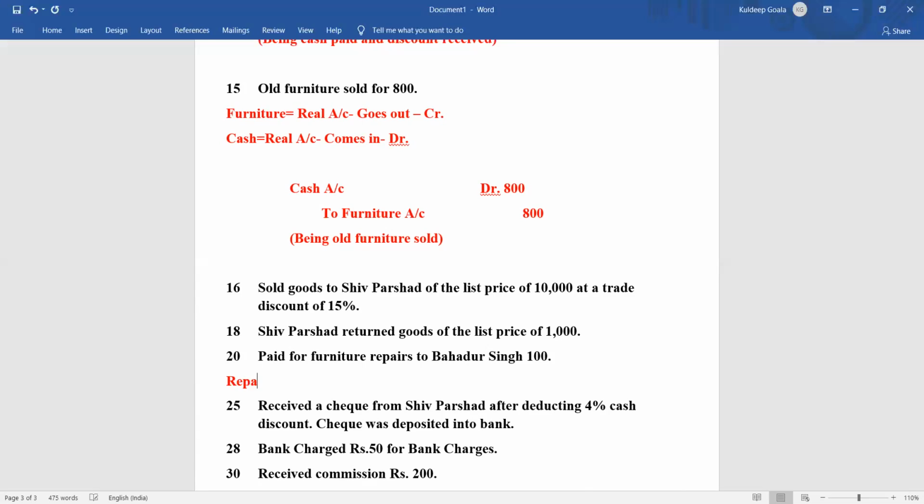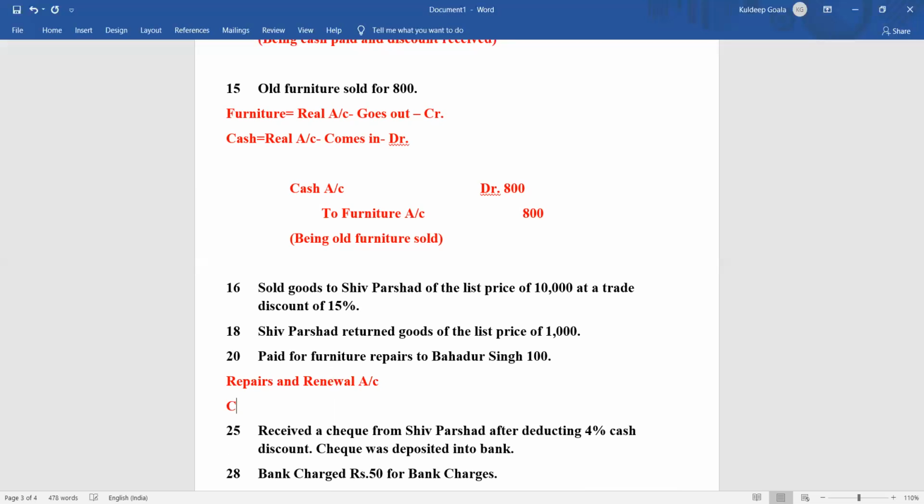Okay, you will take it as repairs and renewal. Okay, repairs and renewal account. Clear? So one is the repairs and renewal account and the other one is cash account. Because for the repairs and renewal, we are paying cash. So once again I'm just repeating it.